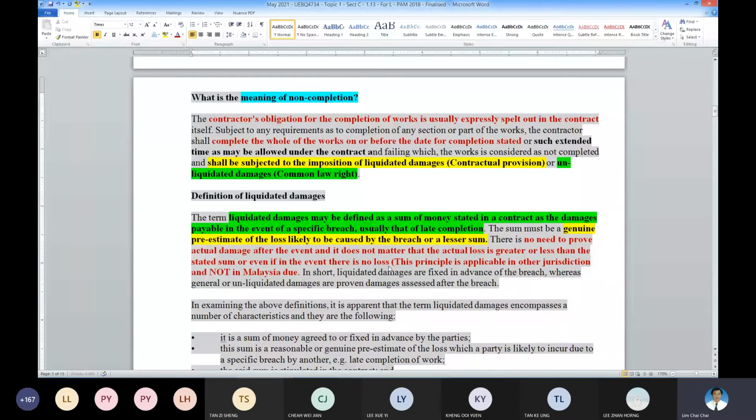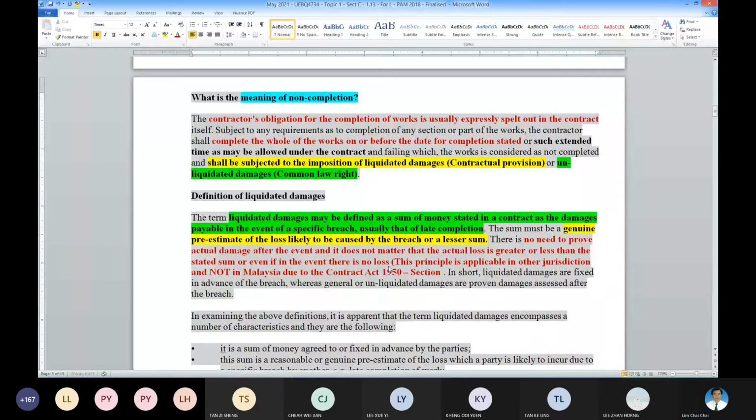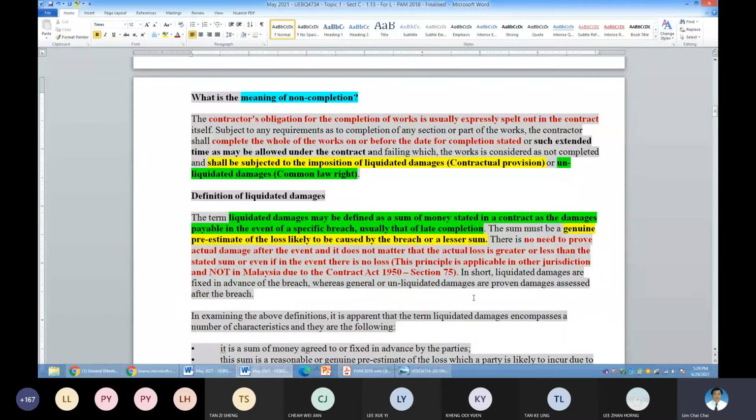Due to the Contract Act 1950, Section 75. So this is what is important. Okay, so under this common principle, if LD is a genuine estimate, then you don't need to prove actual loss. Actual damage, no need to prove actual damage. That is a very important point.